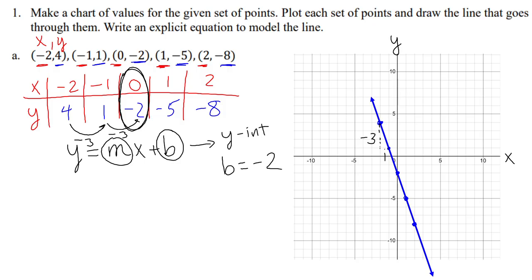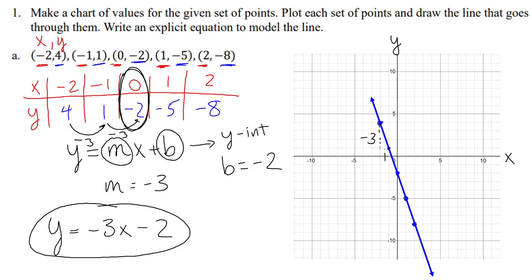So when we look at it on the graph, it's rise over run. And if we look at it in the chart, we just figure out how much we're adding or subtracting each time. So if m is -3, our equation should become y equals -3x minus 2 because b was -2. So that's how you should do the ones that are explicit linear equations.